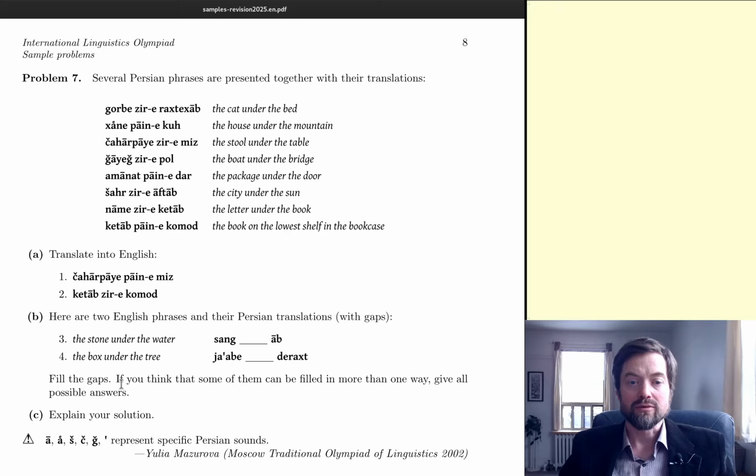There's also this interesting note here: fill the gaps. If you think some of them can be filled in more than one way, give all possible answers. That's a bit unusual. I mean, usually there's one answer they want. You don't say could be this or that. But that makes me think it may be this paine or zire thing. Okay.